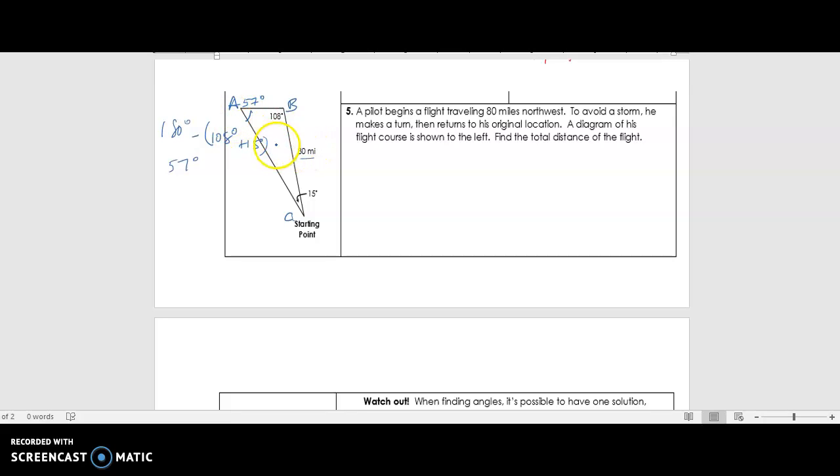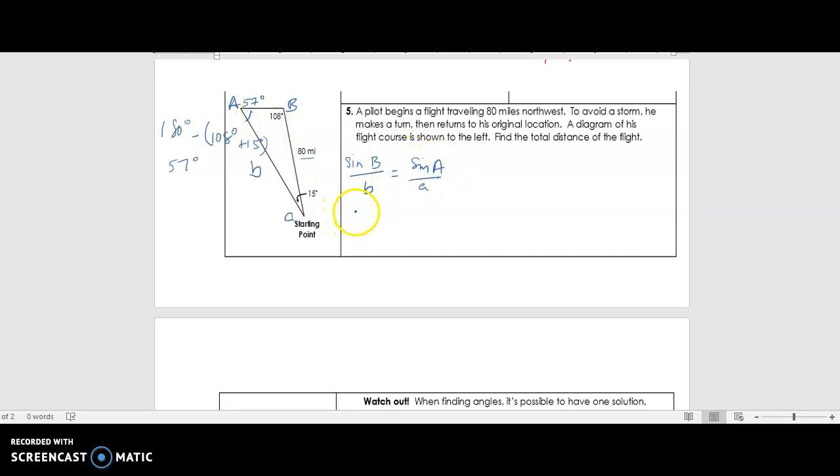To find the whole travel distance, we need to find this unknown measure, which we'll call lowercase b, because it's opposite angle B. Let's set up the equation according to the law of sines: sine B over b equals sine A over a.